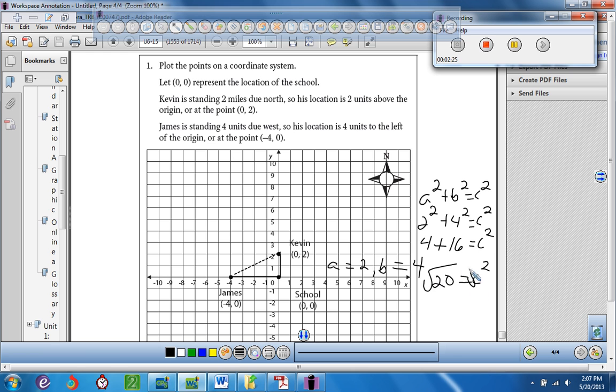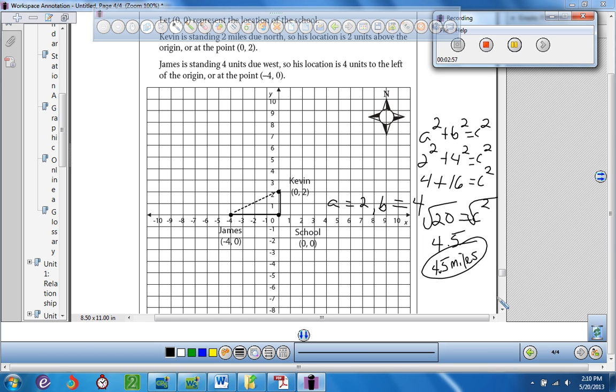Take the square root. Now when we do this, we're not going to get a whole number. What we're actually going to end up with is about 4.5. Now for the distance here, our scale is in miles. So Kevin and James are about 4.5 miles apart. And again, what we did here was find our hypotenuse.